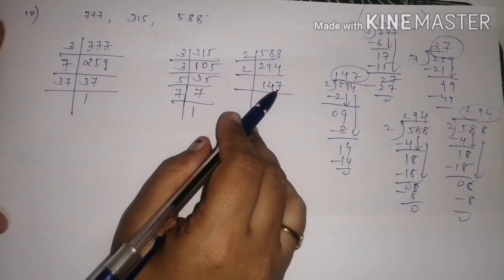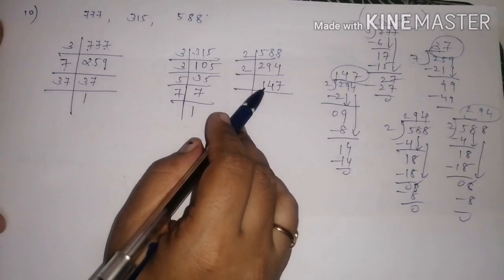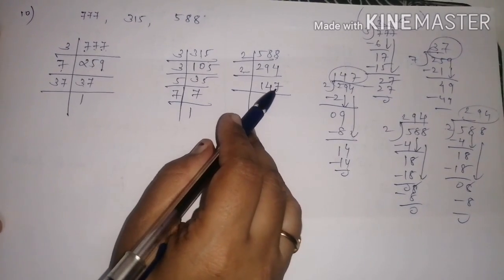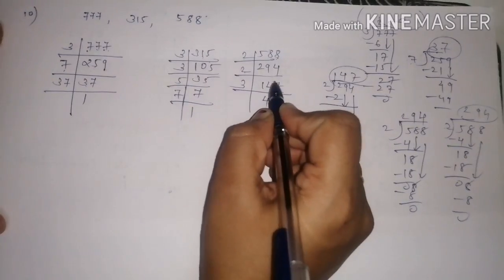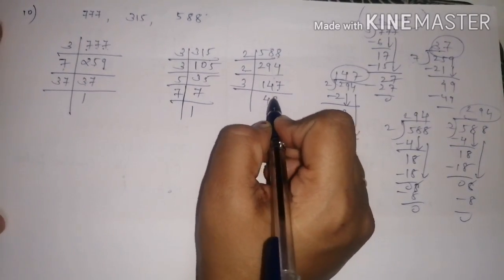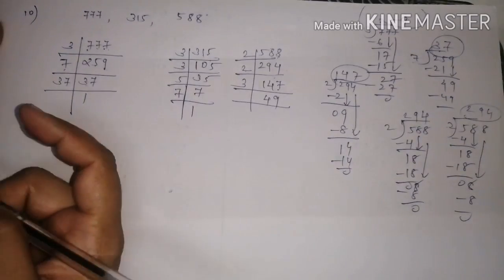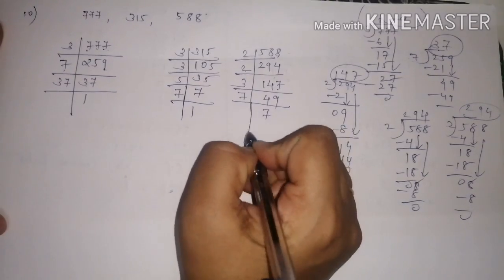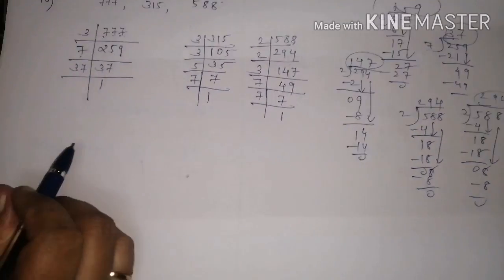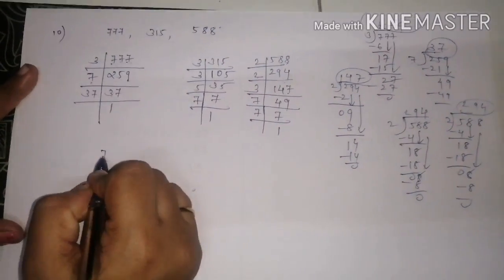Now it will not go by 2. Next prime number is 3. For 3 add the digits. 1 plus 4 is 5, 5 plus 7 is 12. So definitely it will get divided by 3. 3 4s are 12. 2 remaining, 27. 3 9s are 27. 49 comes directly in 7's table and 7 is a prime number. So 7 7s are 49. 7 1s are 7.